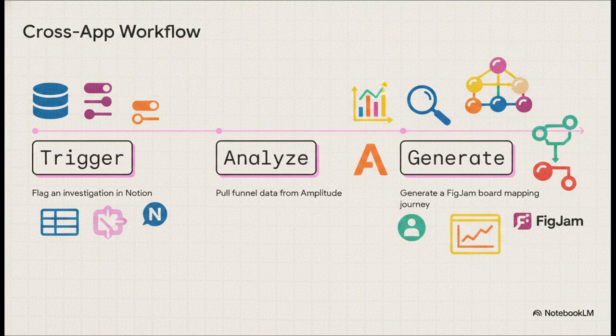Let's look at how this plays out in the real world. Imagine signups for your client dropped last week. Normally, you'd be stuck spending hours pulling reports, right? Well, with MCP, you just tell your Notion custom agent in plain English, when I flag an investigation in Notion, pull the funnel data from Amplitude, identify the drop-off, and generate a FigJam board mapping the user journey. The agent actually coordinates the work across all 3 apps by itself. You literally just sit back and look like a genius.